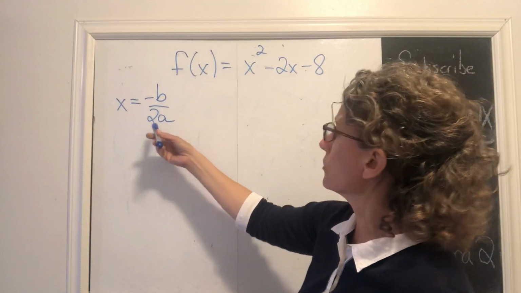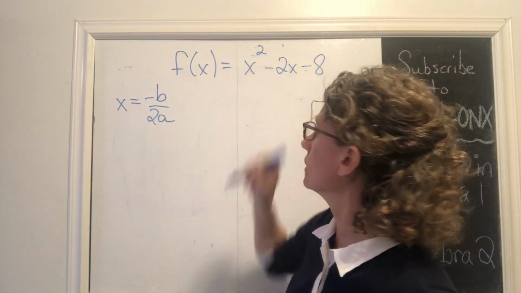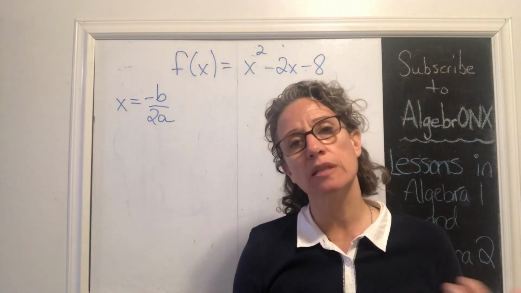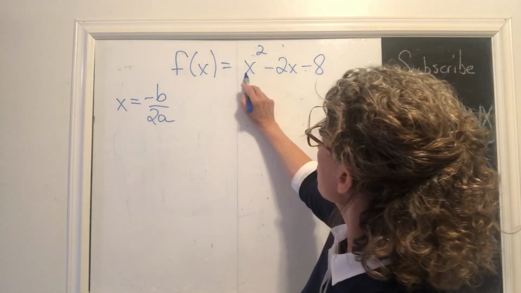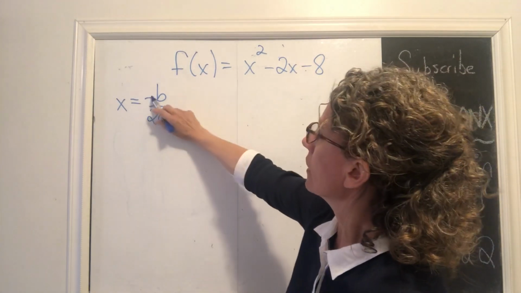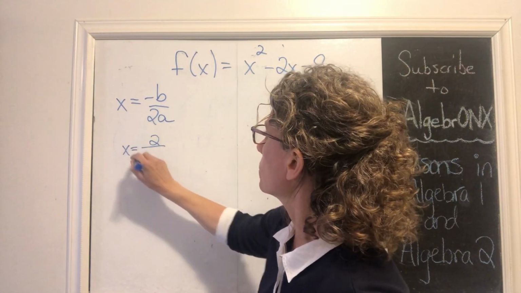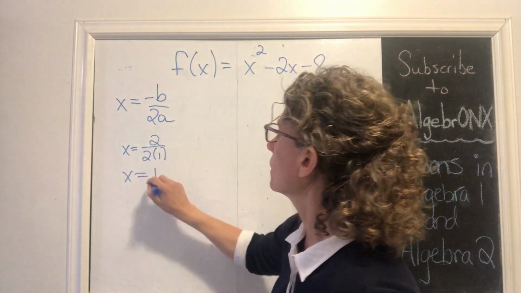That's the axis of symmetry, which is the x coordinate of the vertex. After you find it, you plug it back in and you find the y coordinate of the vertex. I'm going to do it both ways just so you can see that you can do it both ways. So a is the coefficient 1, b is negative 2, a negative 2 becomes positive 2, x equals 2 over 2 times 1, so x equals 1.